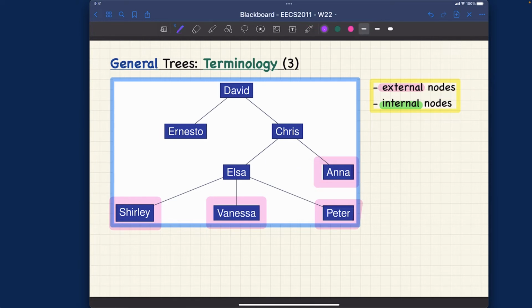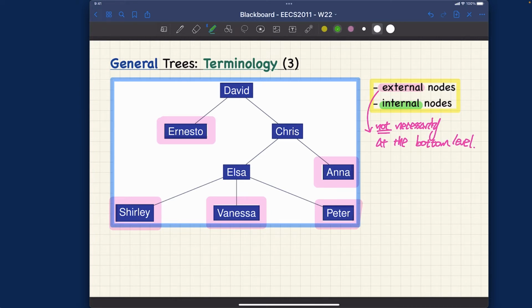Let me just make a note over here: external nodes not necessarily at the bottom level of the tree. It might be, but it may be not. Not necessarily. Do we have any more external nodes? Well, you have spotted that, Ernesto. So these are all the external nodes, in which they simply don't have any children.